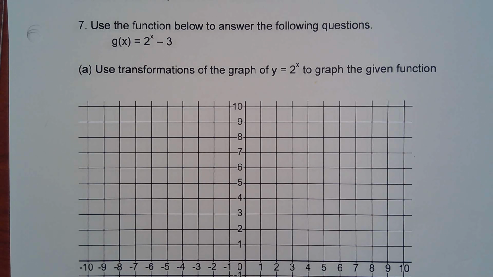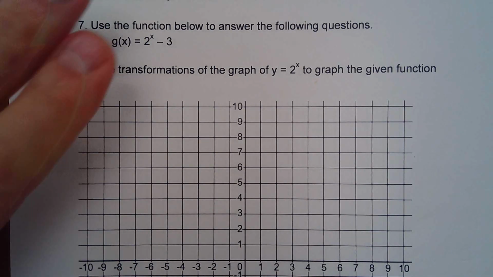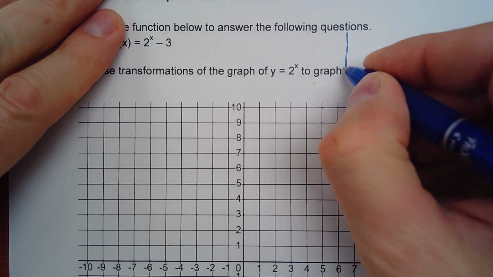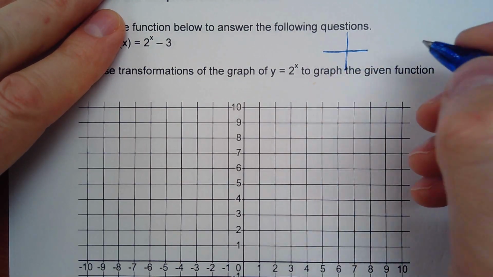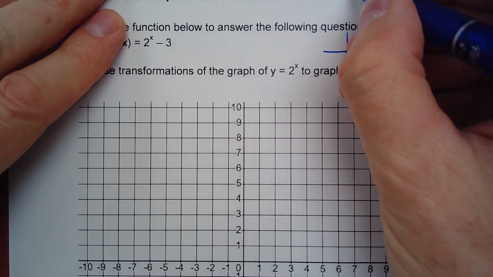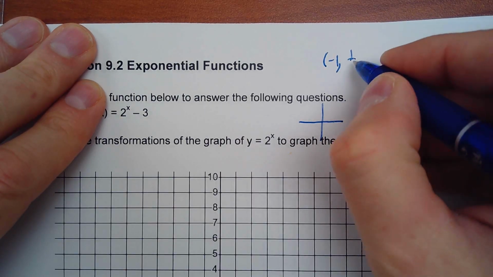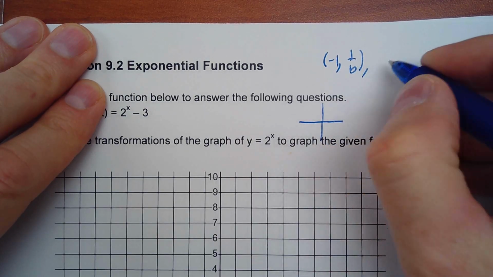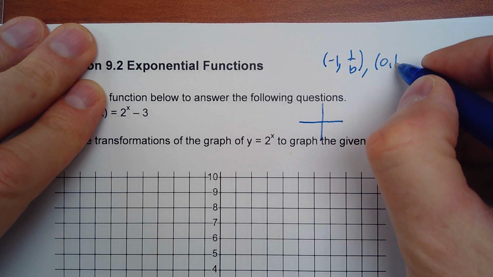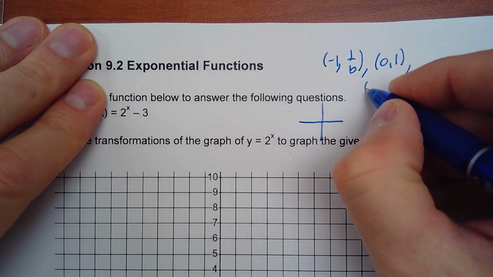So now we want to work with g of x equals 2 to the x minus 3. We want to use transformations of the graph of y equals 2 to the x, the graph of the given function. So remember, we talked about earlier that our exponential functions have three anchor points: negative 1, comma 1 over b, 0, 1, and 1 comma b.